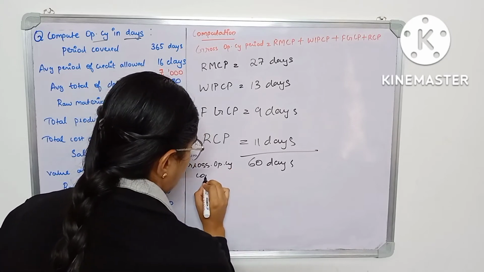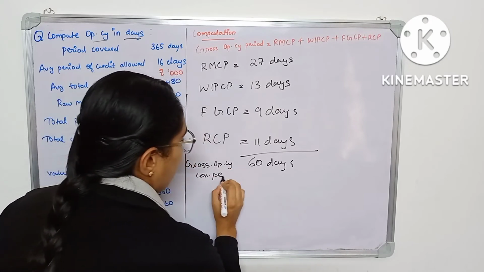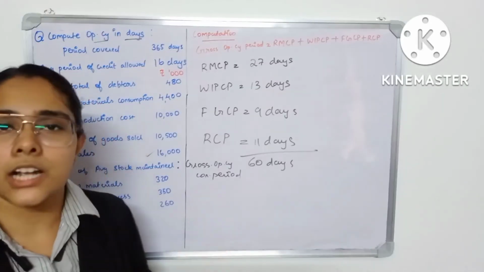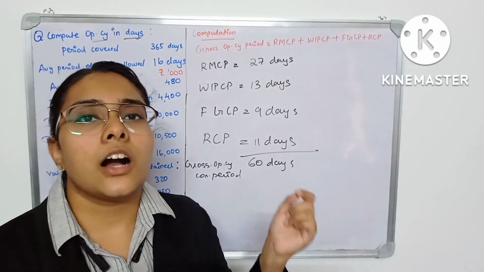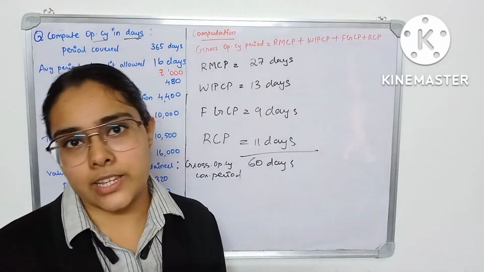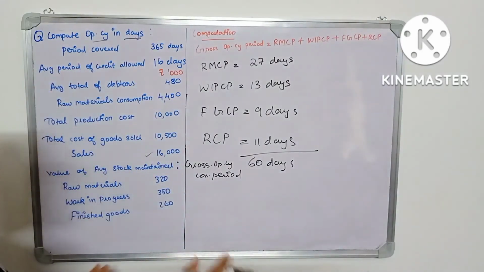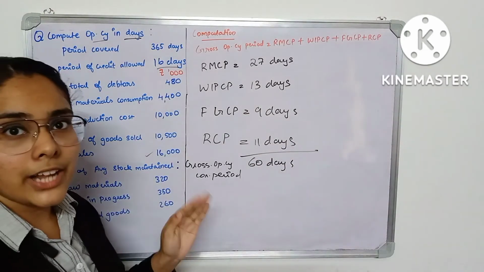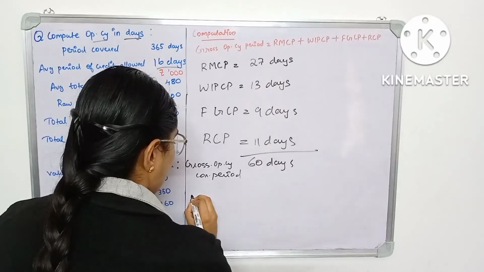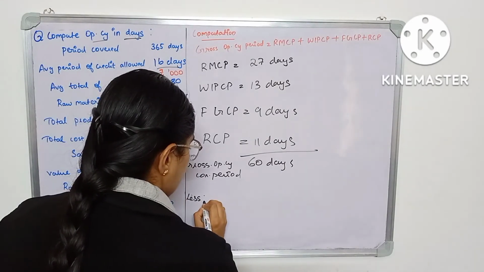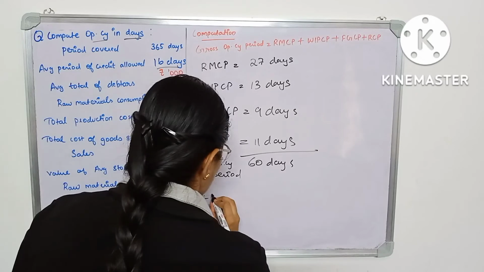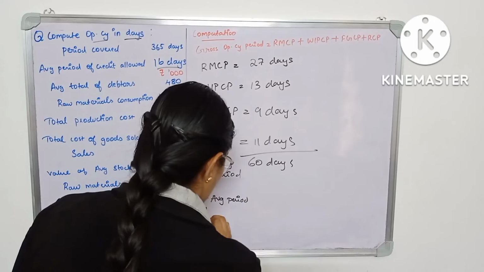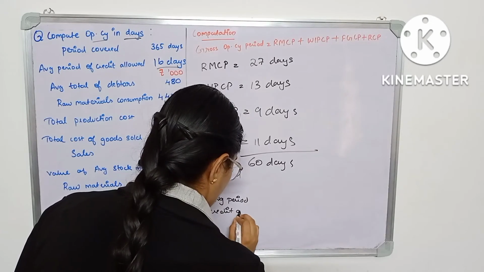Now you have to find out the net operating cycle conversion period, for which you require the credit allowed to you by the creditors or suppliers. That is already given in the question. It is 16 days. So that is the payable deferral period. Now less, you have to subtract the average period of credit allowed.